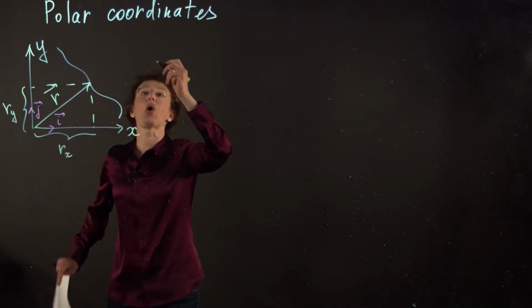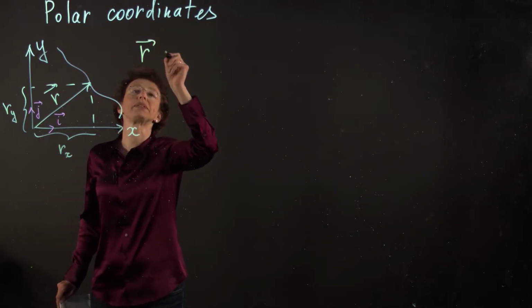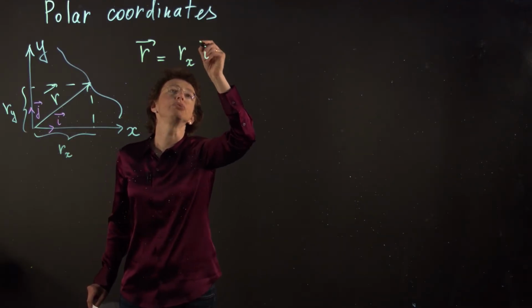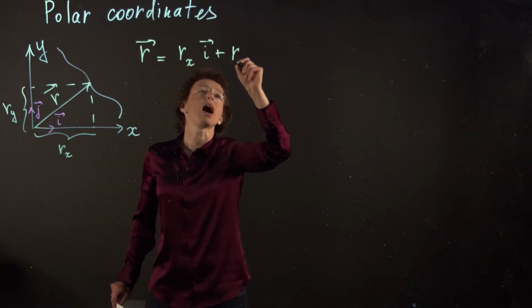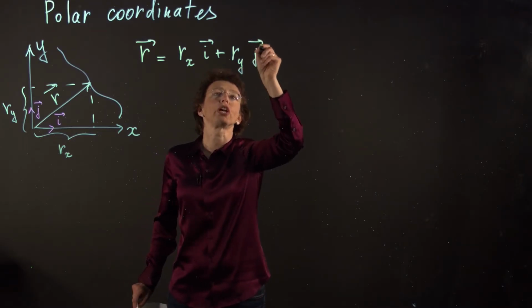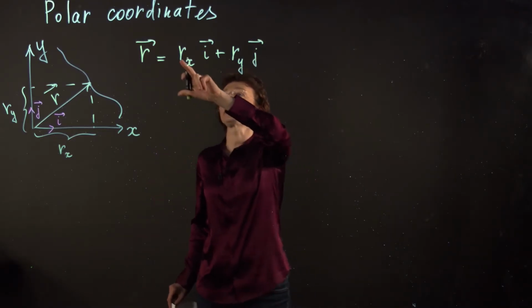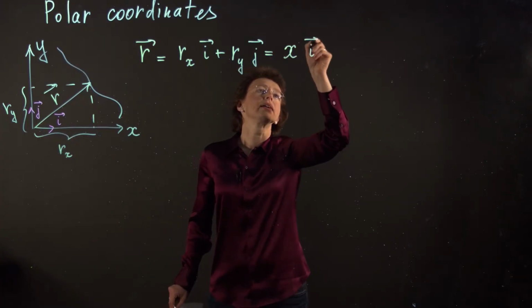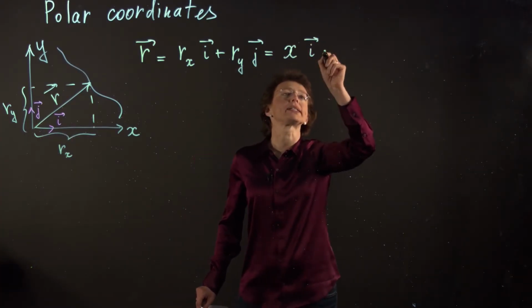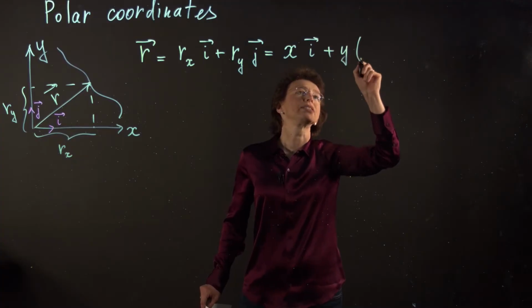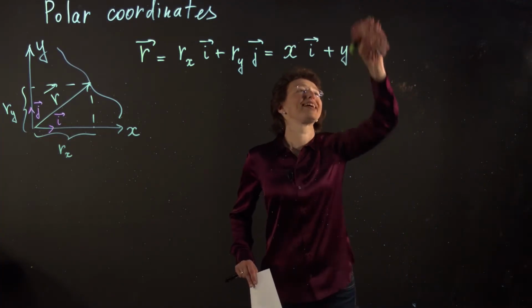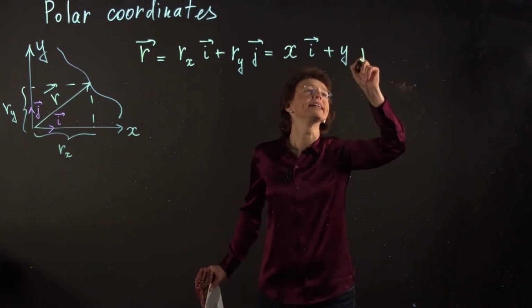And we had our vector r, the position of any object. We wrote it as rx unit vector i plus ry unit vector j. Or instead of writing rx, we used x for rx, so it was xi plus yj. I made a mistake. This should not be here. yj.